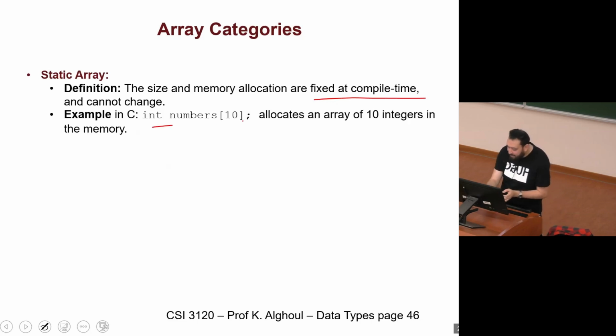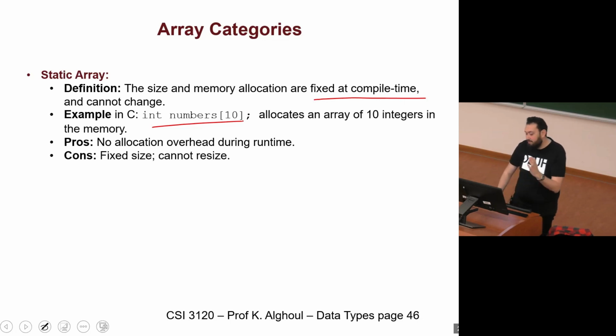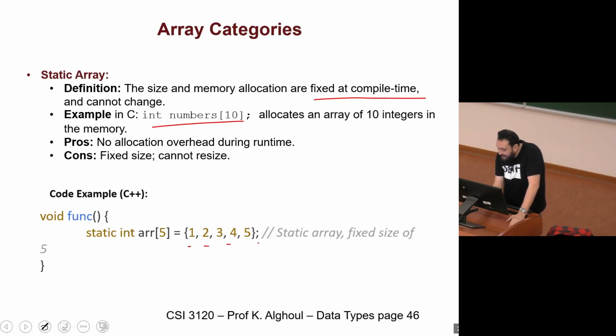For example, in C, we have int numbers[10], which allocates an array of 10 integers in memory. What is the pro? No allocation overhead during runtime. The disadvantage is that they are fixed size and cannot be resized. If I'm creating this in C++, this is a static array of fixed size 5.